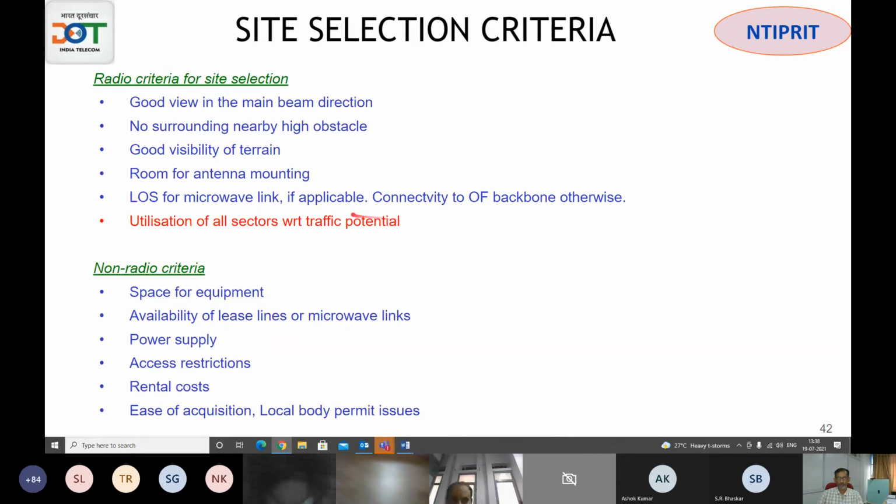So there are many criteria from the radio angle. And then from a physical angle, of course, space for equipment and power supply, availability, access, and rental cost should be affordable. Local body, whether they are likely to give permission; if there is a school nearby, they may not give. So many issues are there. So it should be a gettable site, and it should be an implementable site. So gettability and implementability are very important, and that also has to be considered along with the radio aspects.